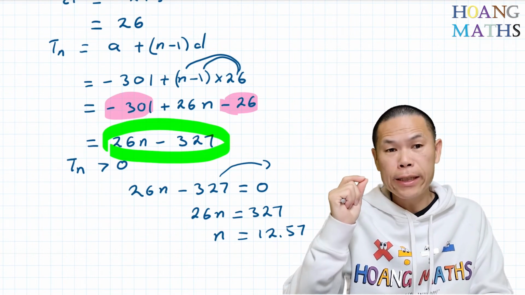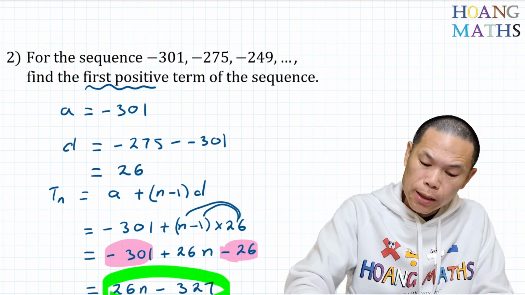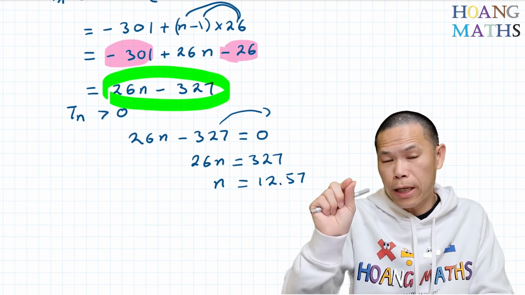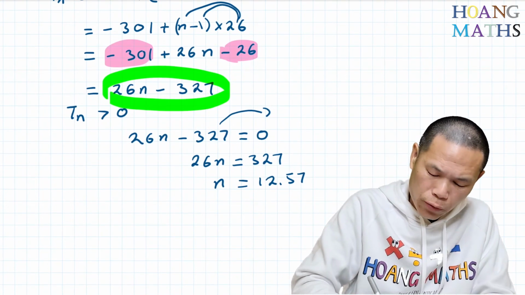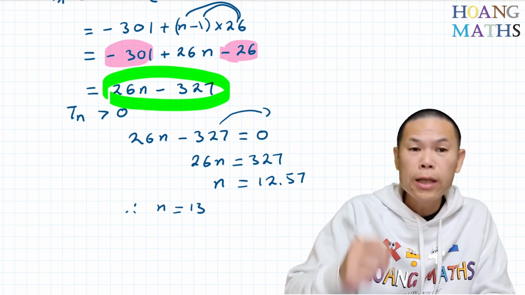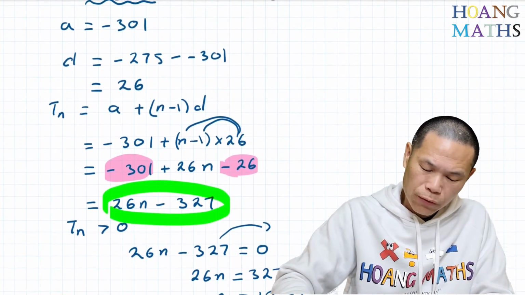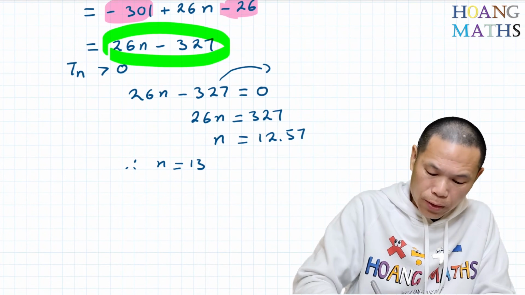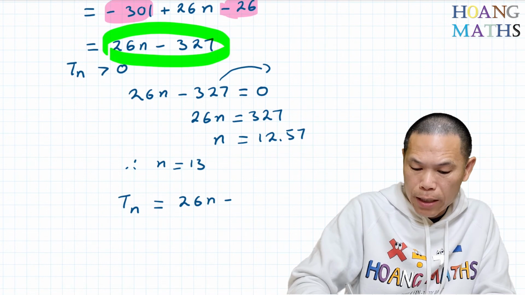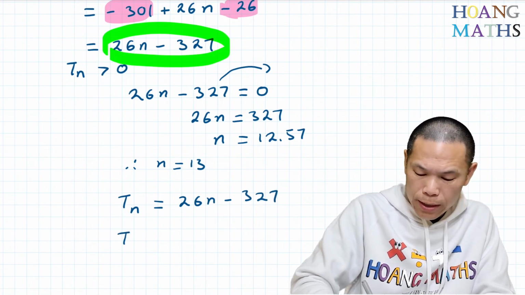So we need to interpret this. If n is equal to 12, this means that the sequence is negative for the first 12 terms. And then the 13th term becomes the first positive. Okay, so remember that. So therefore, n is 13. In other words, the 13th term will give me the first positive term. So let me write this down. Term n is equal to 26n minus 327. So we want to find the 13th term.